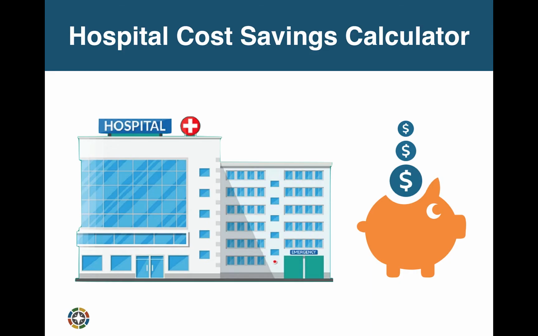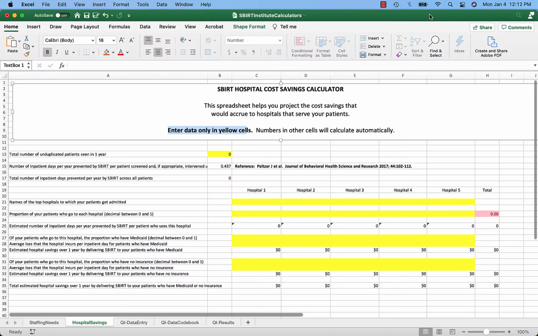The next calculator, the hospital savings calculator, helps you estimate how much money your local hospitals would save from your SBIRT program. With this information, perhaps you'll be able to convince hospitals to provide funding so you can have the staff you need to serve all your patients with robust evidence-based services. Again, please notice the warning in row 9, as for the staffing needs calculator, that you should enter data only into cells with yellow highlighting.